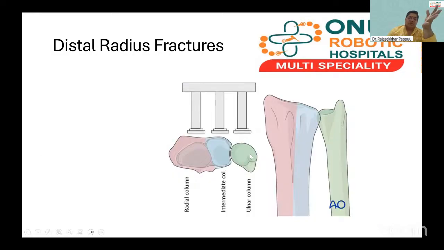So when you see an X-ray, you understand the fracture pattern, biomechanics, and how complex it is when you treat it. Because these columns are very important for us to decide how to treat it, what to treat. Is it simple or complex? Because we look at the columns, how many columns are involved in the fracture? Sometimes it might involve only the radial column, maybe a radial styloid fracture. Sometimes it might involve the intermediate column. Sometimes it might involve the ulna also.